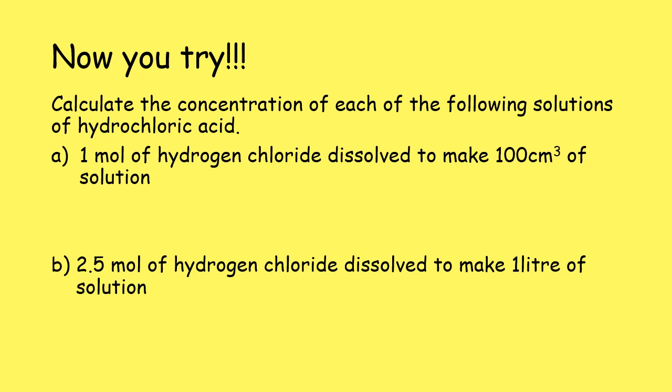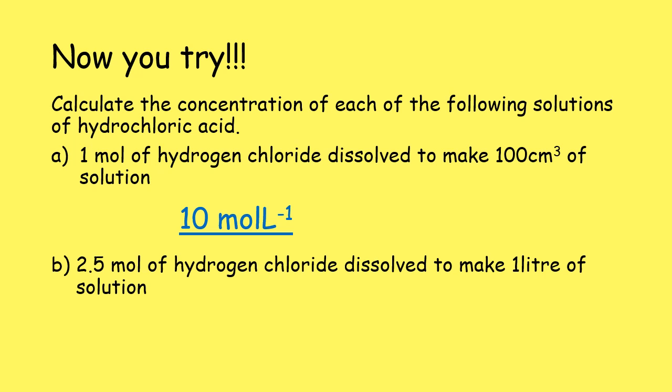Hopefully you've had a go at those questions and you've returned to the video. You should find that for the first one, you end up with a concentration of 10 moles per litre. And that is because C equals N divided by V. N is the number of moles, which is 1. V is the volume in litres. So the volume in centimeters cubed is 100. When we divide that by 1,000, we get 0.1 litres. And 1 divided by 0.1 gives us 10 moles per litre.